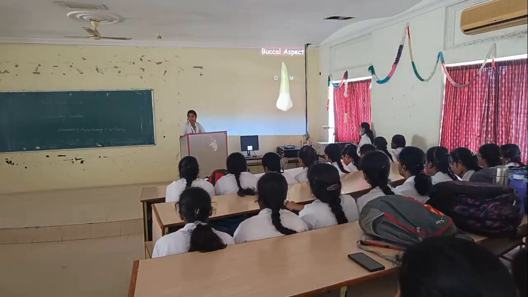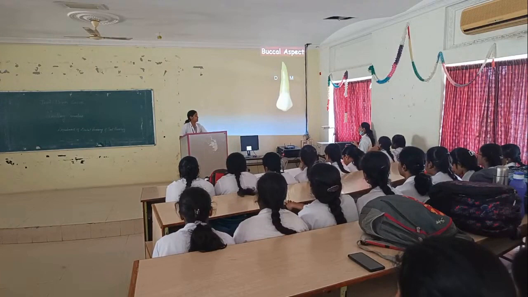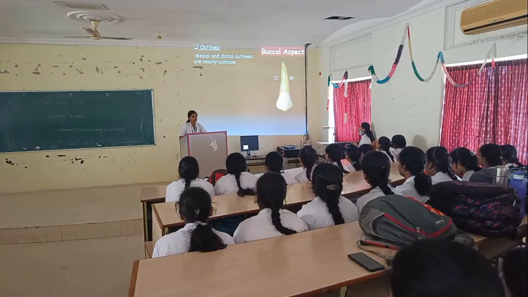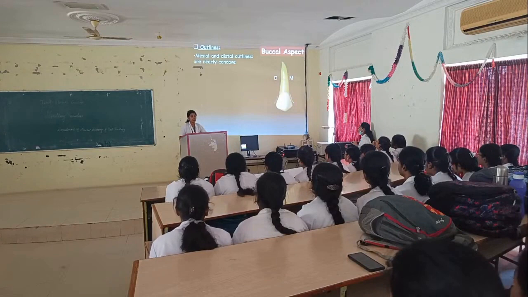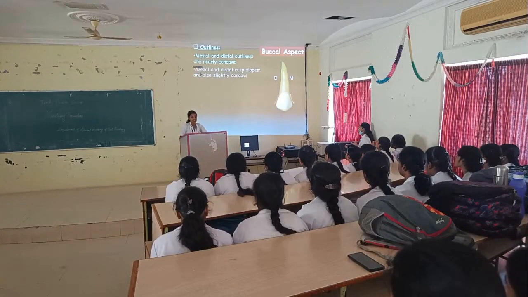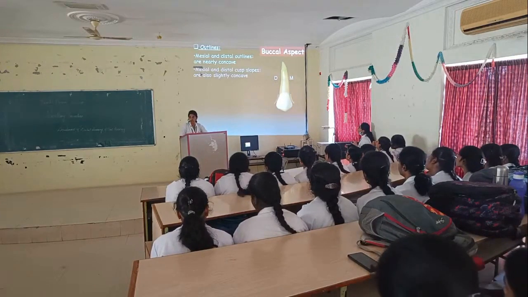The first aspect we are going to see is the buccal aspect. In the buccal aspect, the mesial and distal outlines of the crown are nearly concave. You can see the orange color line in the picture. Next are the mesial and distal cuspal slopes. The cuspal slope is also slightly concave.